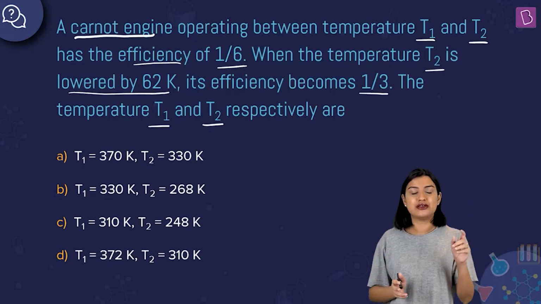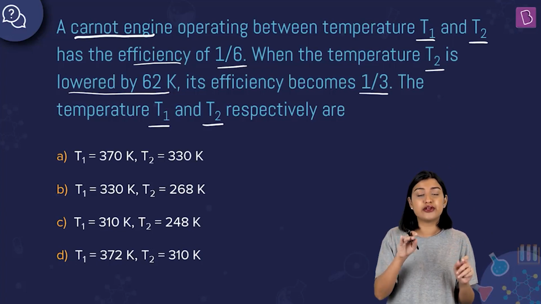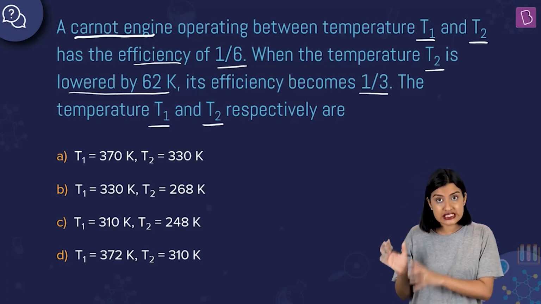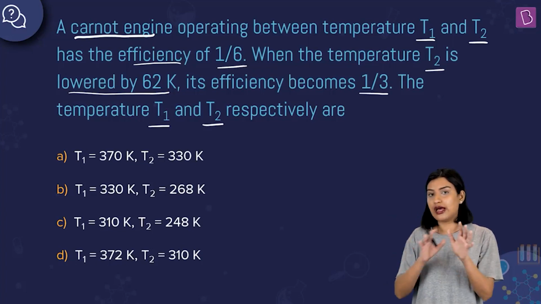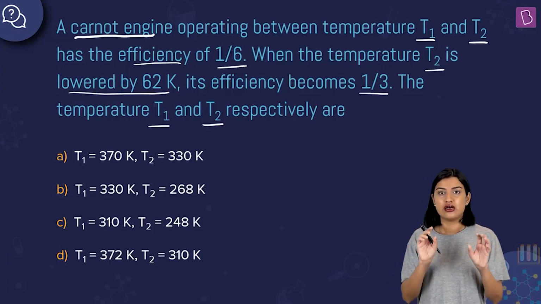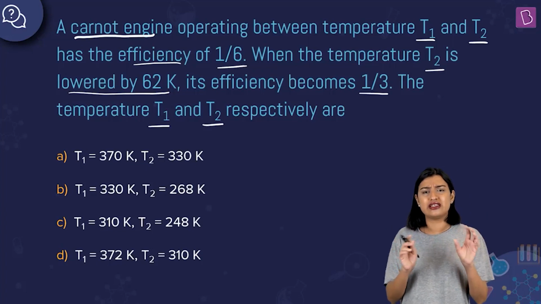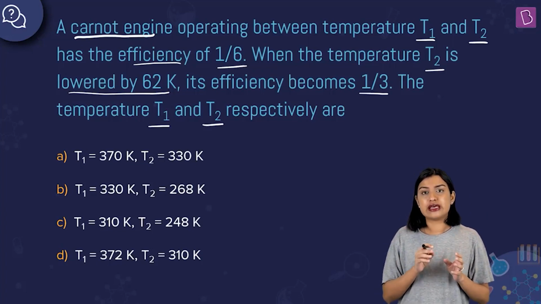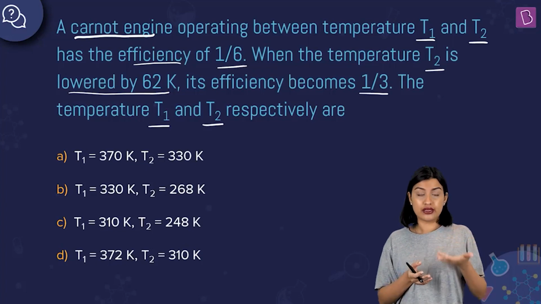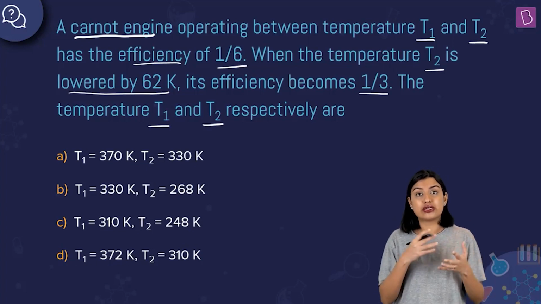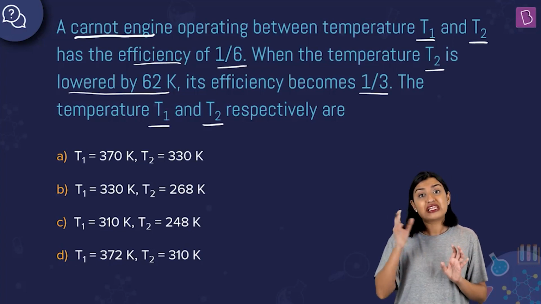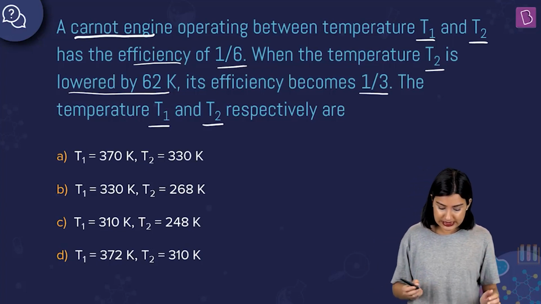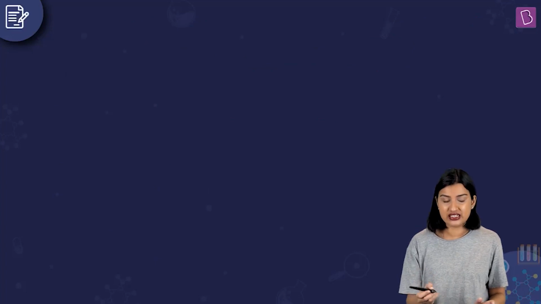So what is happening here is, as you are reducing temperature T2, you are reducing the wastage that this Carnot engine is throwing out. Basically, the amount of heat that the engine is able to use is going up. The efficiency is going up, or you can say that the amount of wastage is decreasing. So this is what you need to understand. Let's write down the mathematical equations.